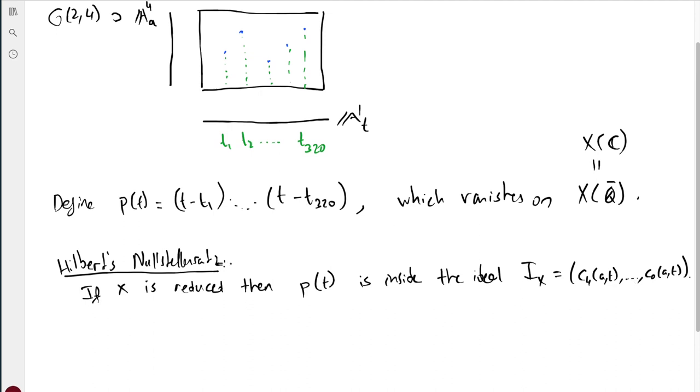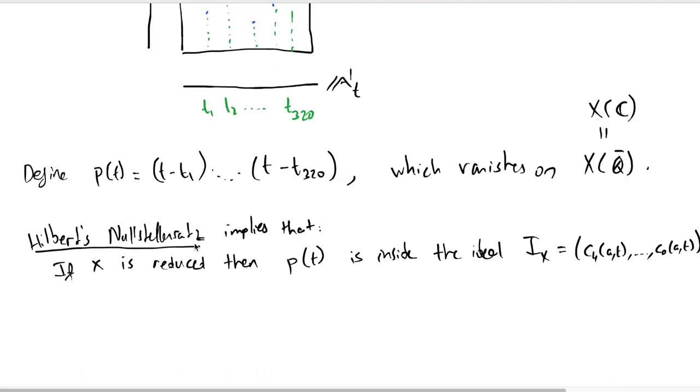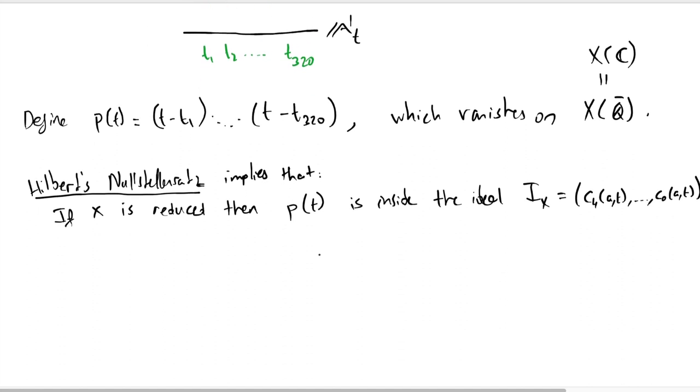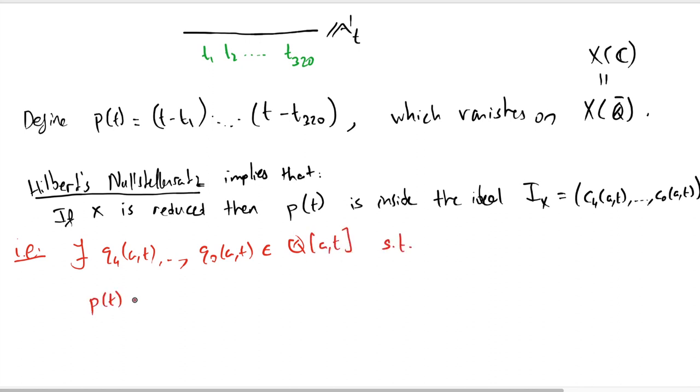Of course, this is not Hilbert's Nullstellensatz. This is what Hilbert's Nullstellensatz implies in this case, that any polynomial vanishing on the algebraically closed points of X is inside the ideal that you use to define X, provided X is reduced. And if X is not reduced, then the power of the polynomial would be there. So we'll get to that in just a second. So another way to phrase this is that there are polynomials, let's call them q_4(a,t) through q_0(a,t) inside of Q[a,t], such that this polynomial p(t) equals this sum q_4(a,t) times c_4(a,t).